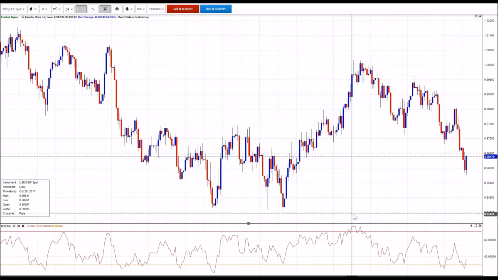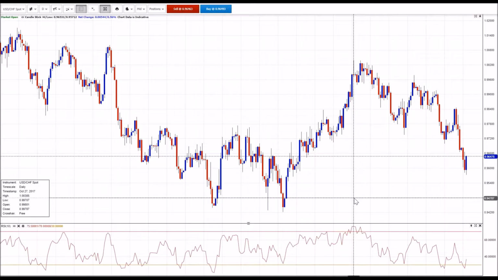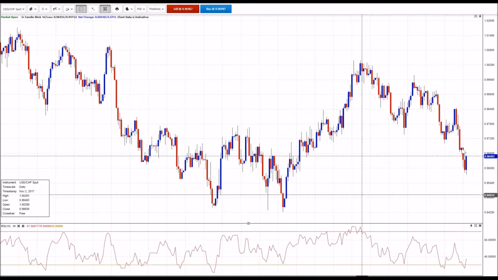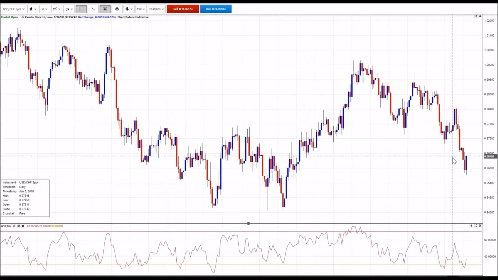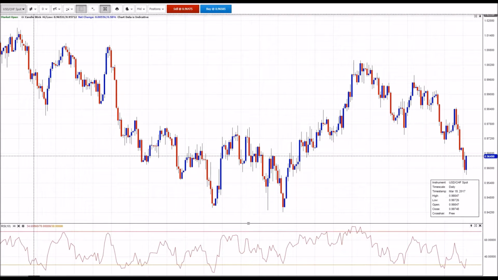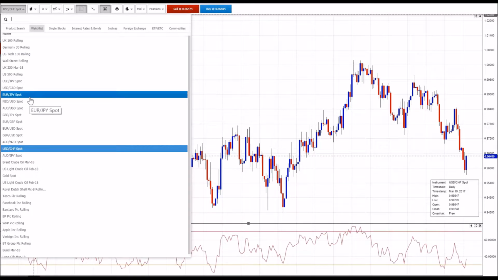Big support running from, you know, 94.20 through to 95-ish. So I think it's interesting in the immediate time frame to see how this dollar Swiss goes, because I think maybe people are getting a little bit too negative about the US dollar. And let's talk about dollar yen finally.